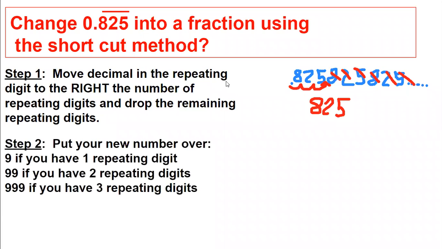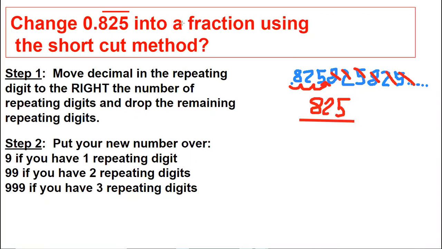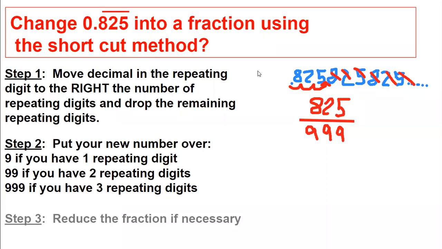Now, we're going to put our new number over 9 if we have 1 repeating digit, 99 if we have 2 repeating digits, 999 if we have 3 repeating digits. How many repeating digits did we have? Right, 3. So we're going to put our answer over 999. And this one actually, I think, can be reduced. So remember that step 3 is to reduce if you can. We didn't have any so far that needed reducing, but I believe we can reduce this one.